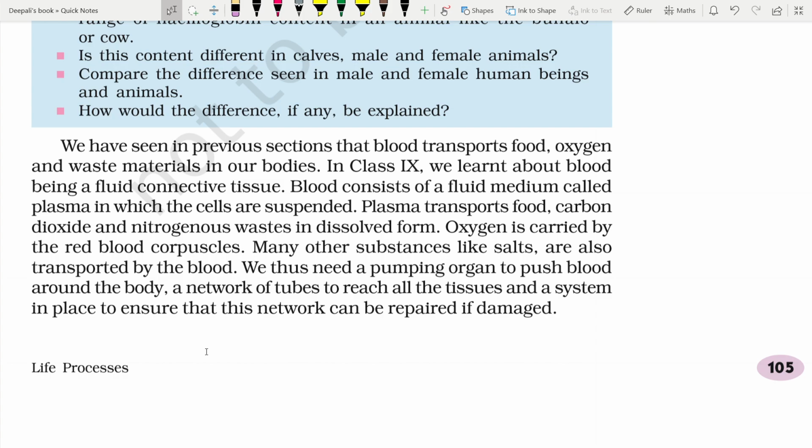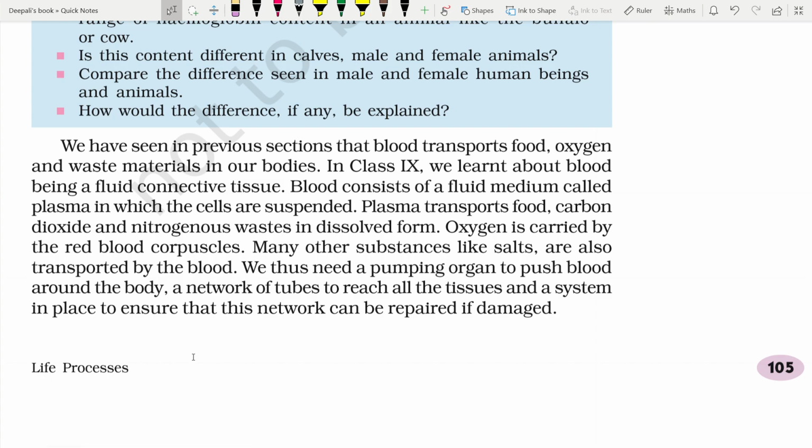We thus need a pumping organ to push blood around the body, a network of tubes to reach all the tissues, and a system in place to ensure that this network can be repaired if damaged. So, did you see there are three important components which are required for the transport of the material in our body? The object to be transported is food, oxygen, and waste material. Now, who does this? The blood, which contains plasma and hemoglobin. The plasma transports food, carbon dioxide, and nitrogenous waste in dissolved form, and oxygen is transported by red blood corpuscles, which contain hemoglobin. Many other substances like salts are also transported by the blood.